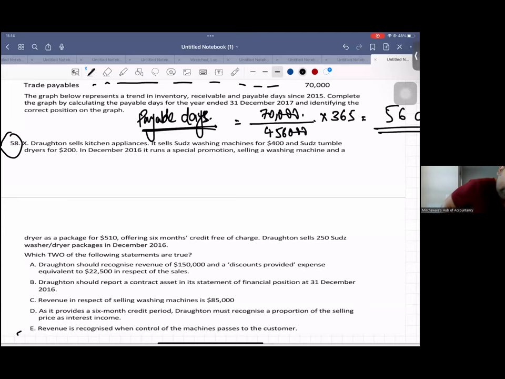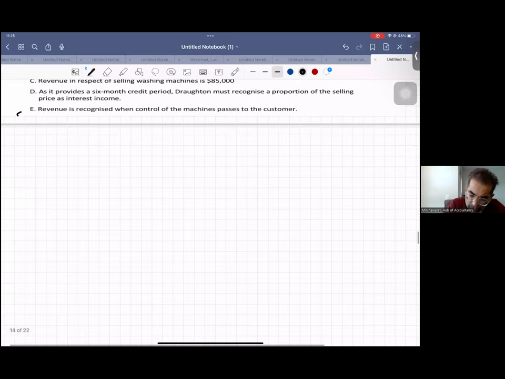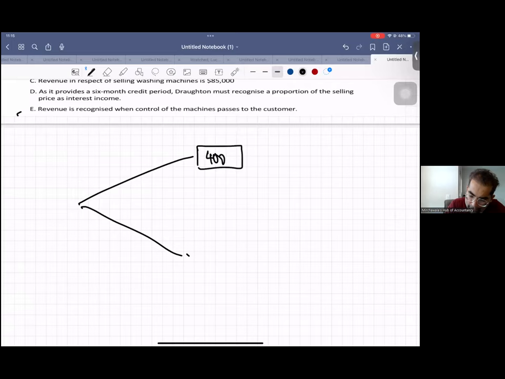Okay. Two answers. This is related to stage four as well, stage four of IFRS 15, apportionment. Listen, the standalone price of the washing machine is 400. Let me write here, wait. This is 400 and this is 200. So 4 plus 2 is 600.